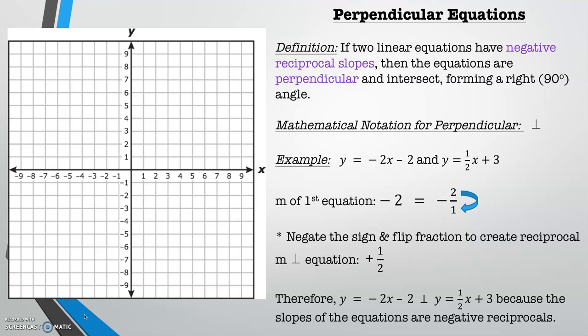As you can see, the original equation, y equals negative 2x minus 2, and the second equation, y equals 1 half x plus 3, have negative reciprocal slopes. Therefore, these lines must be perpendicular. When you graph these equations, you can also see that they intersect at a point, and because I know that they are perpendicular, I know that they will form a right angle.